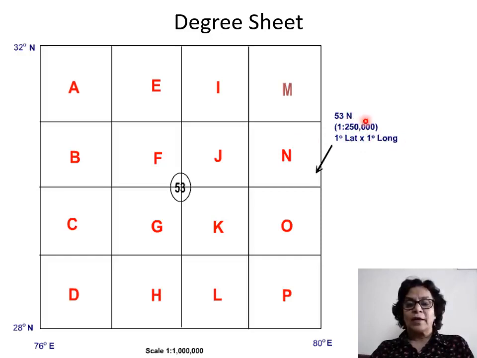The number is called 53N, and in this case, if we start from here, 28, 29, 30, 31, 32. So for N, the latitude will be from 30 to 31 degrees north, and the longitude will be from 79 to 80 degrees east. So like that, you will have 53A, 53B, 53C, 53D, and so on right up to 53P.